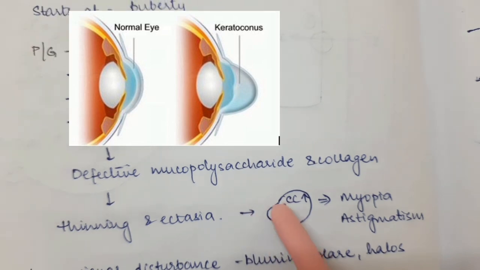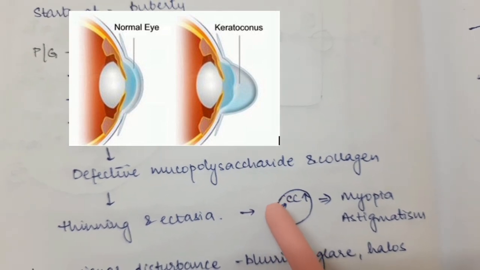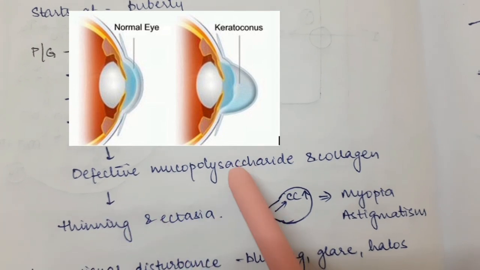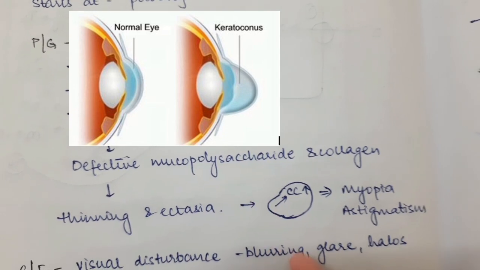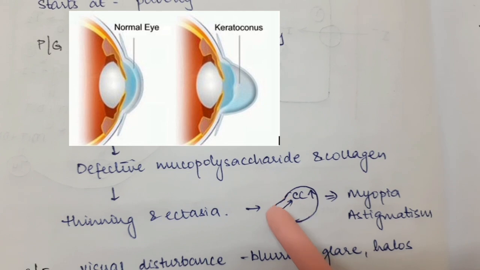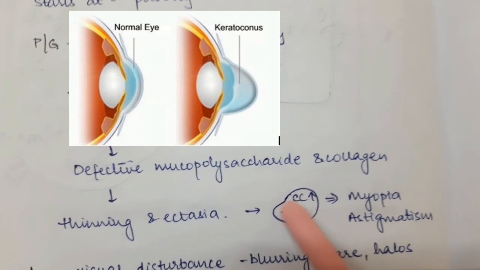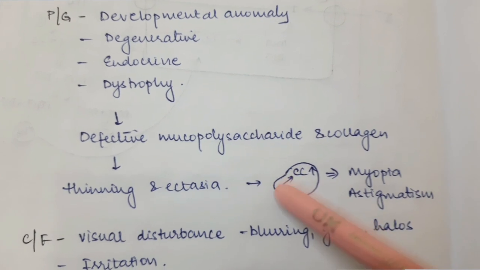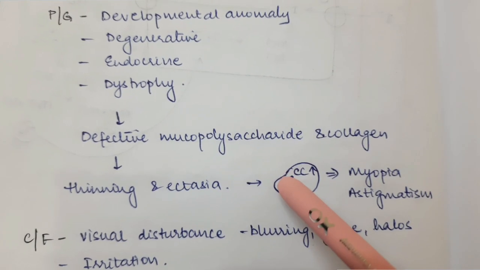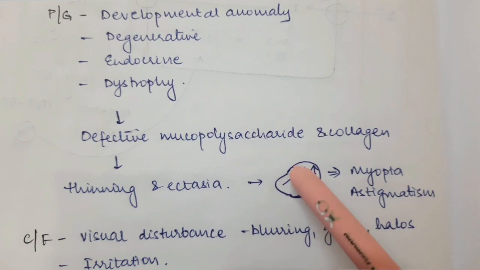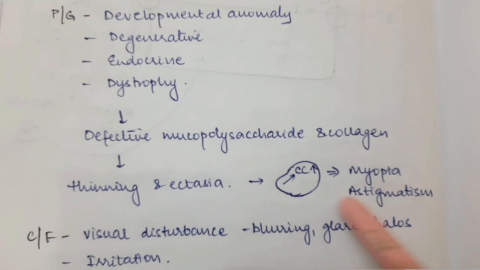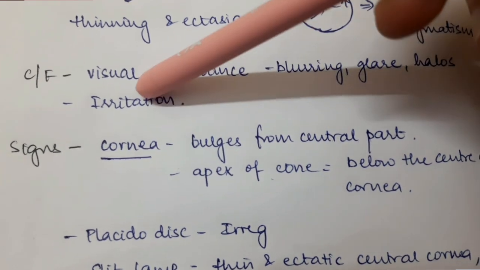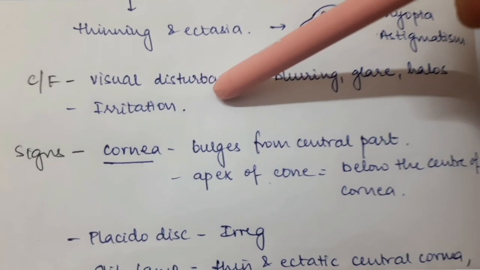ectasia. As you can see in this image, the cornea is bulged out. It is ectatic because it becomes thin due to defective mucopolysaccharides. And since the cornea becomes ectatic and bulges out, the corneal curvature increases. Any increase in the corneal curvature leads to myopia, and since the cornea is ectatic and bulged out, it also leads to astigmatism.